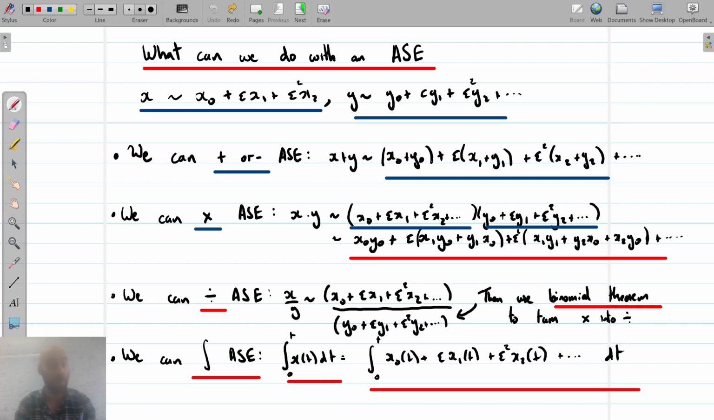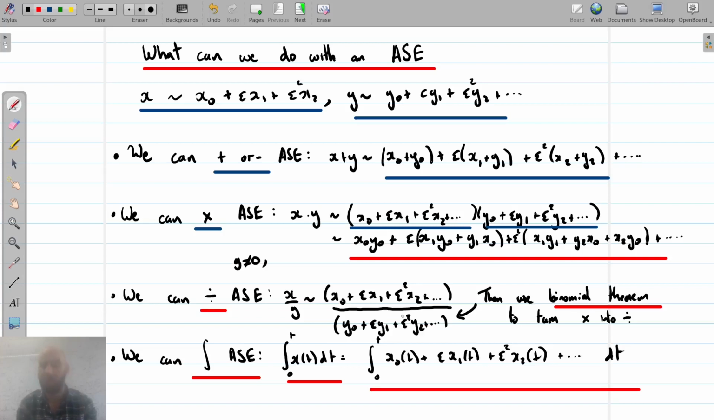And then after we talked about multiplying, the next thing we said was we can also divide asymptotic series expansions. So if I want to calculate what x over y is, so long as y is not equal to 0, because if it equals 0 you've got problems, we can get our asymptotic series for x and divide it by the asymptotic series for y. And this is also valid. Now, one of the things in this course is whenever you're dividing by something and you want to work out the asymptotic series expansion of it, 99% of the time you're going to use the binomial theorem.